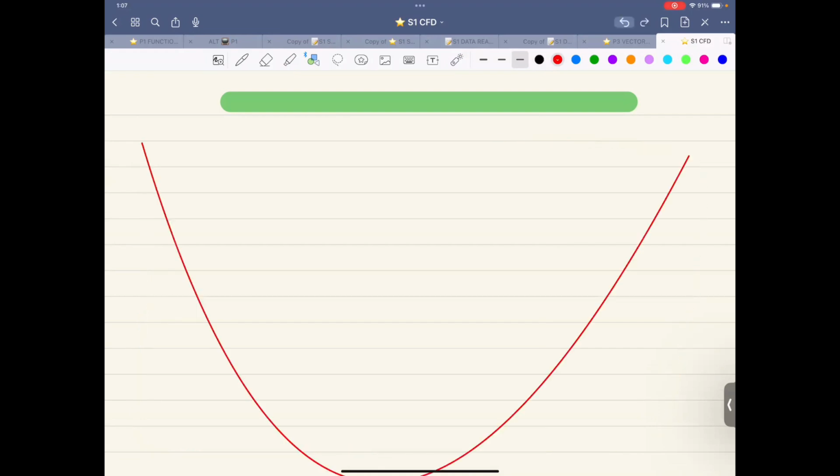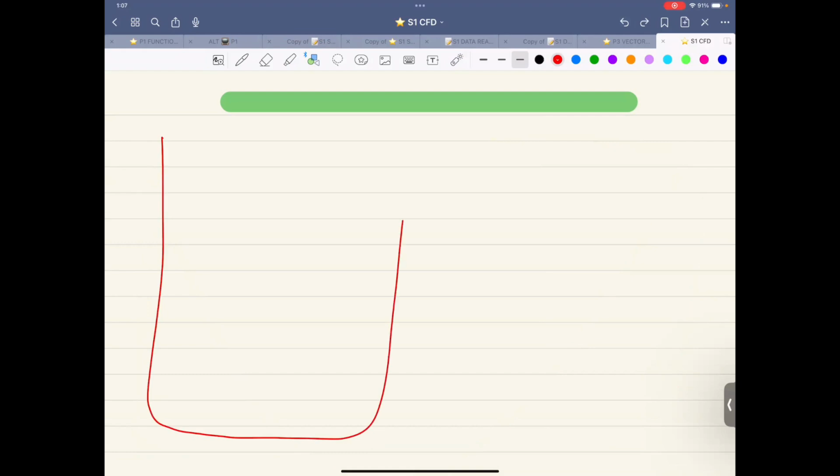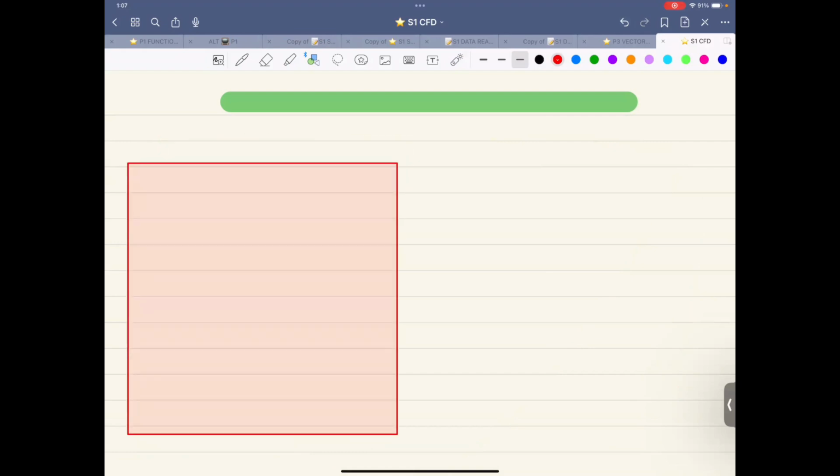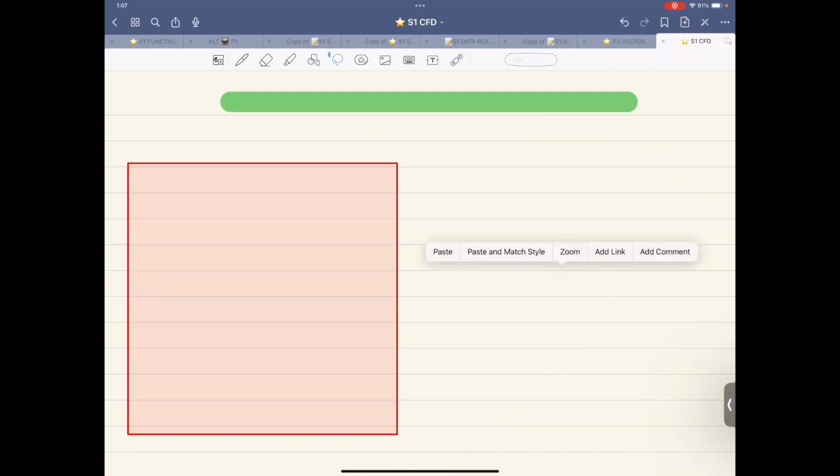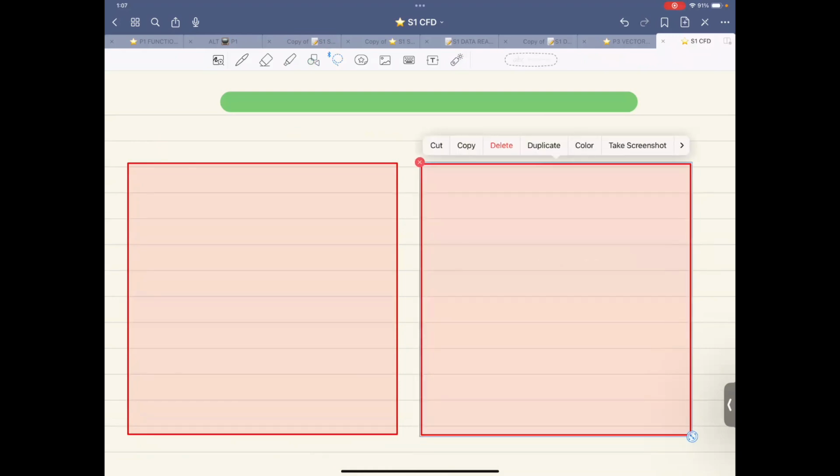Okay, that always happens at the beginning. Whenever I'm out to draw a table, this happens. And let me just copy this and paste it over here. And let me change the color.